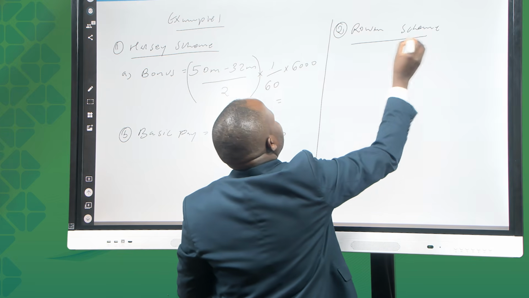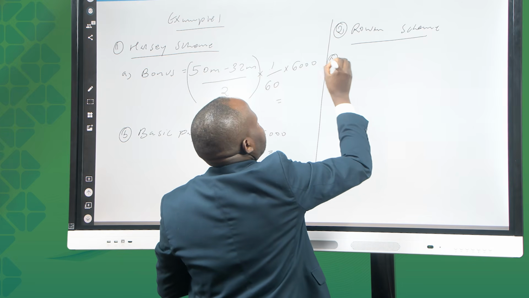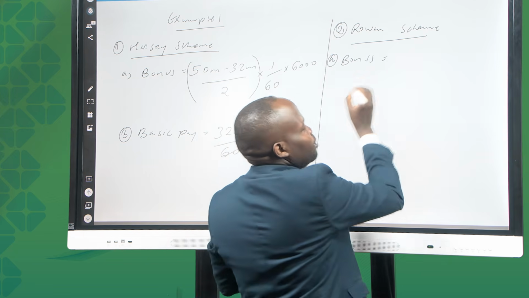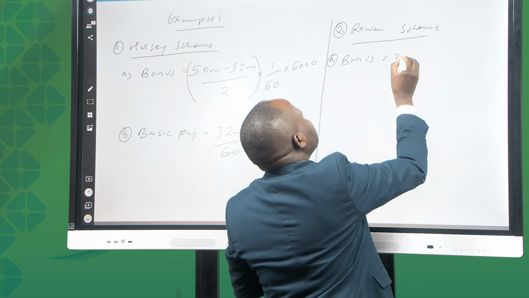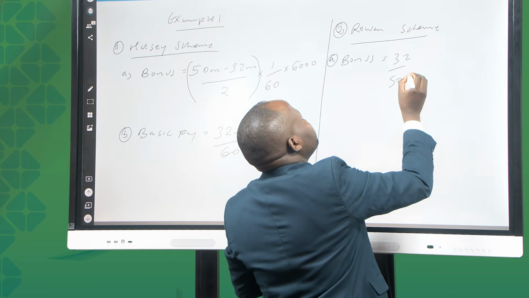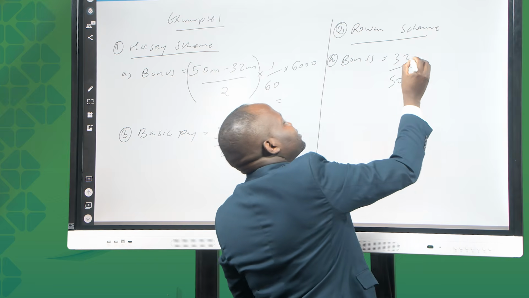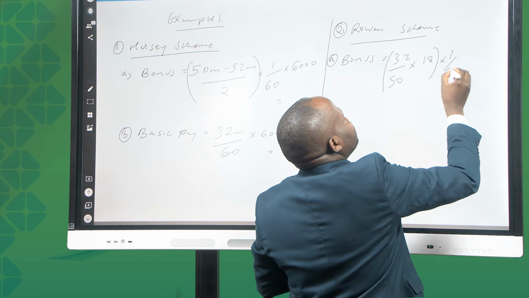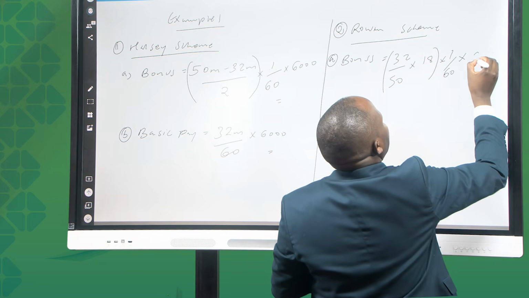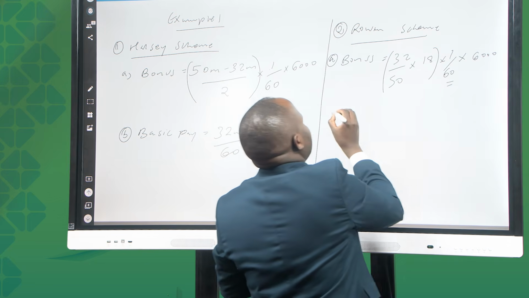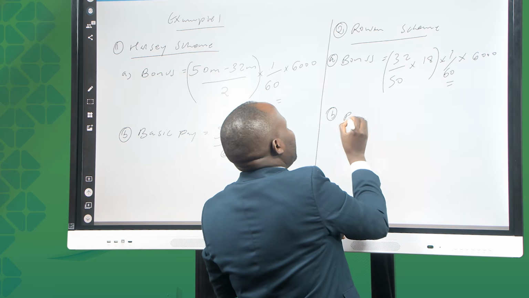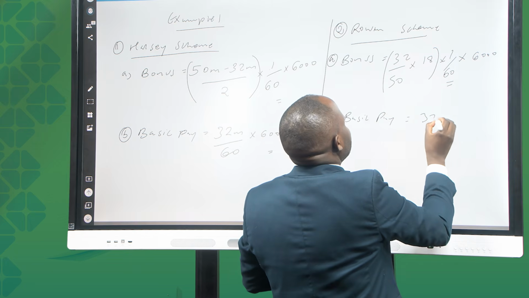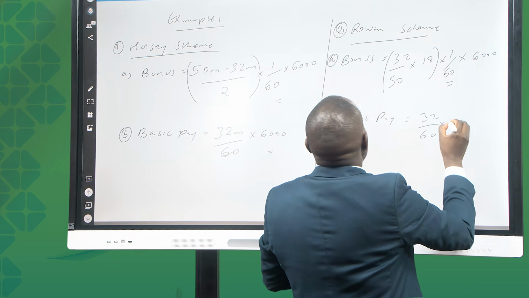Number 2, under Rowan scheme. Under Rowan scheme, the bonus will be, we said, time taken over time allowed. Time taken is 32, time allowed is 50, times time saved. 50 minus 32 is 18. Whatever you get, you multiply by 1 over 60 and then times the rate of pay of 6,000. We are winding up. B, the basic pay does not change. So it will be 32 over 60 times 6,000.